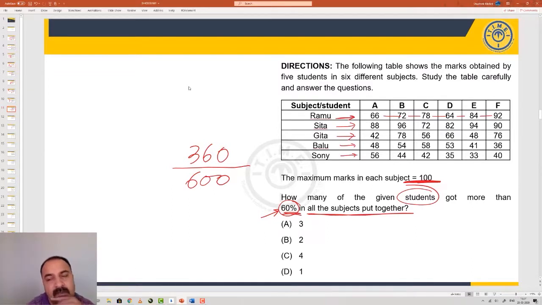So instead of adding them up and then calculating a percentage by doing upon 600 for each one of the 5 students individually, I will just total and try and find out, is the total more than 360? That means the student has scored more than 60%. And if the total is less than 360 or equal to 360, then the student is not scoring more than 60%. He's scoring 60 or 59% or 50% or 40% or lower than 60. So the totaling target for us in this question becomes 360. Let's look at whether we achieve 360.